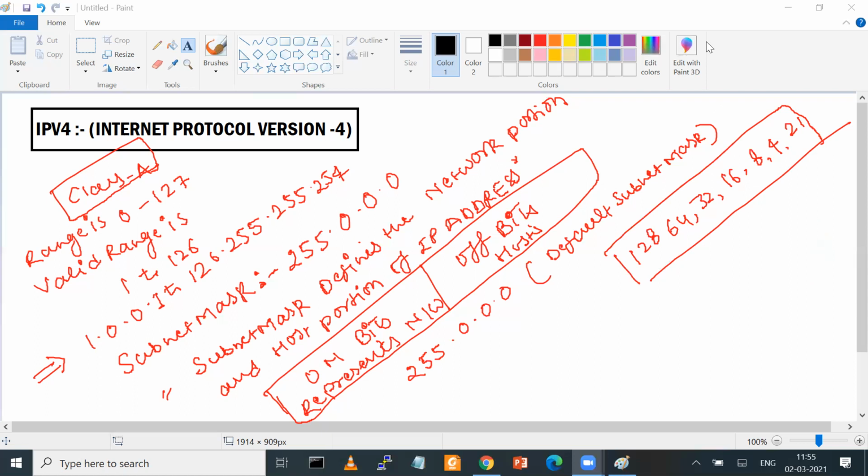If I ask which one is the highest number, you must say 128. Correct? Highest number क्या आ रहा है? 128. 128 से पहले क्या आता है? 127. So if you add 128 plus 127, you get the sum of 8 bit.